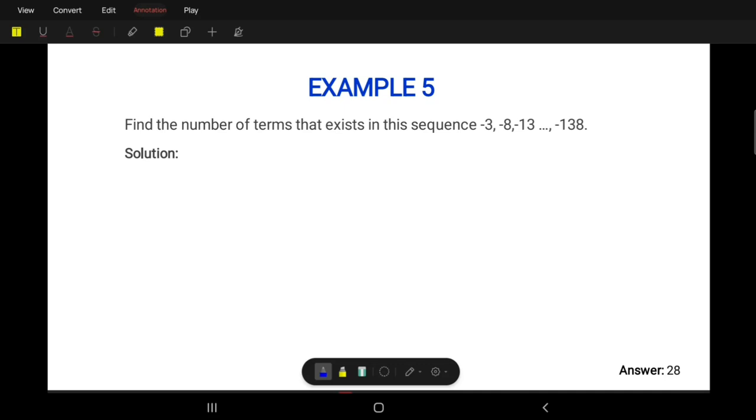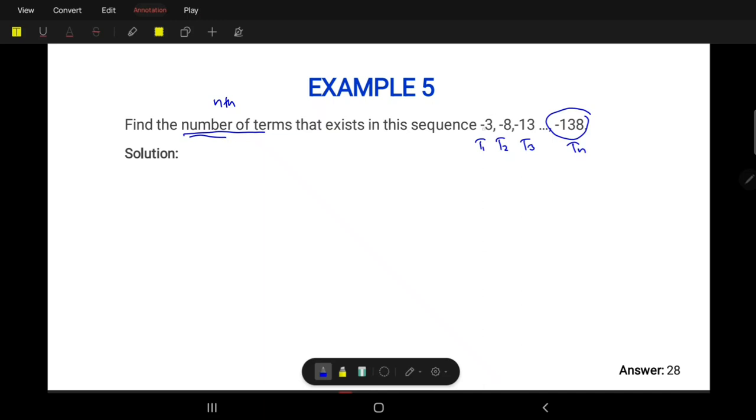Example 5. Find the number of terms that exist in this sequence. We know that this is T1, T2, T3. But we don't know what is the term for negative 138. So ini yang dimaksudkan the number of term. Find the number of term, which is n term, for the value negative 138.